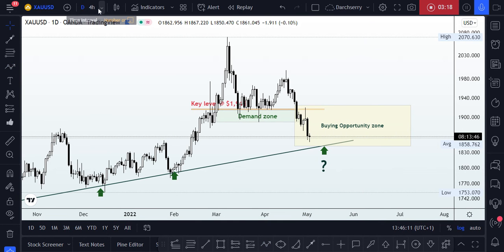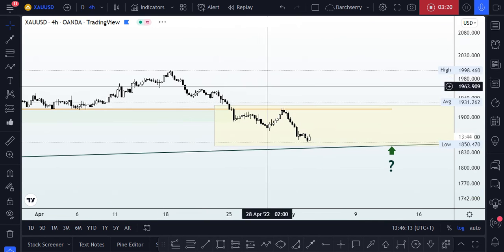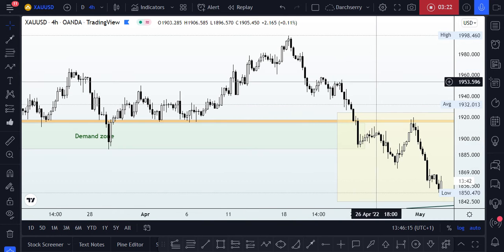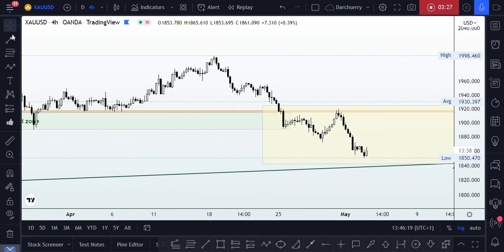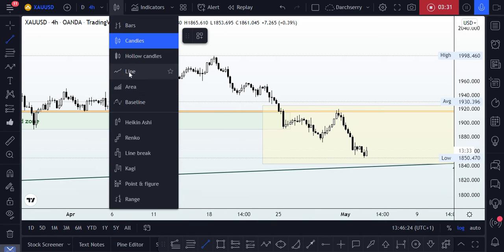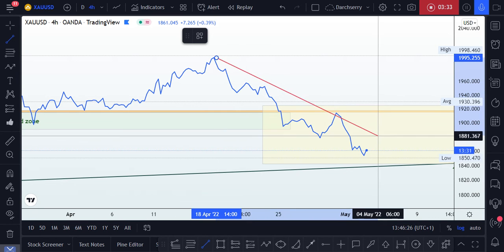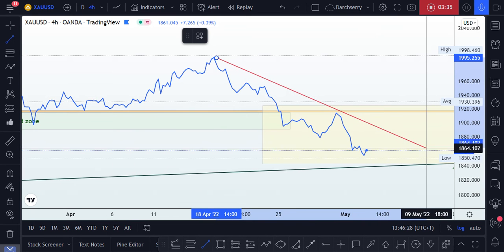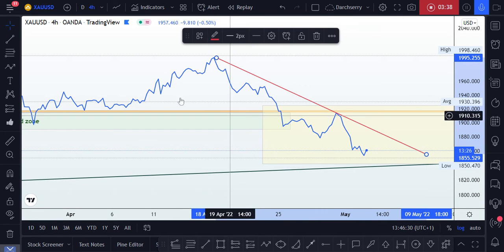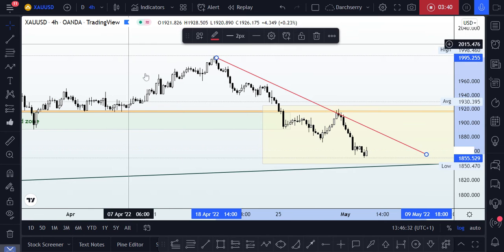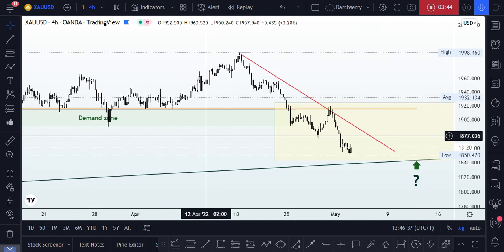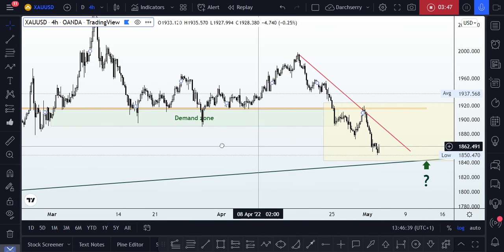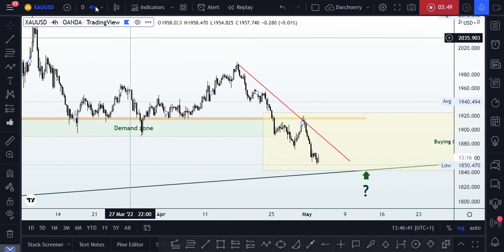So if we scroll down to the 4 hours time frame, what do we have here? On the 4 hours time frame, we can see that the bearish momentum is still going. As we can see, price continues to find lower highs and lower lows since mid of April, and this has been guiding price action ever since. So what we want to be looking out for is a reversal pattern around this area.